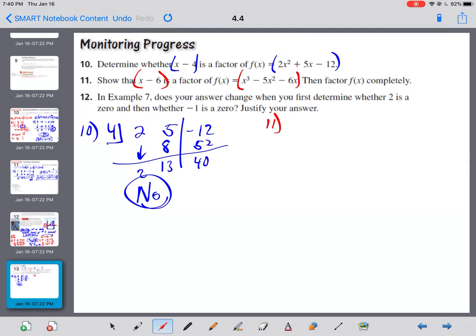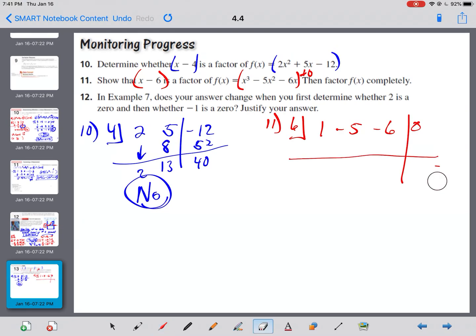Let's look at 11. Show that x minus 6 is a factor of this, and then make sure you go all the way. So in my little half box, I'm going to go with a 6, opposite to get out. To the third, to the second, to the first, to the nth, I got to add a 0 at the back. So 1, -5, -6, and 0. Got to have that constant on there. Got to count all the way down. Drop the 1. 6 times 1 is 6, makes a 1. 6 times 1 is 6, makes a 0. 6 times 0 is 6. That goes 0. Nope, it's a lie.